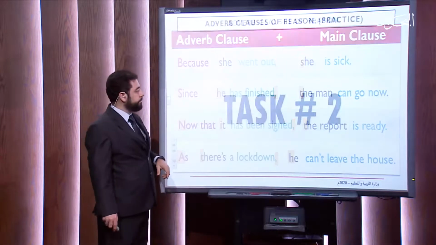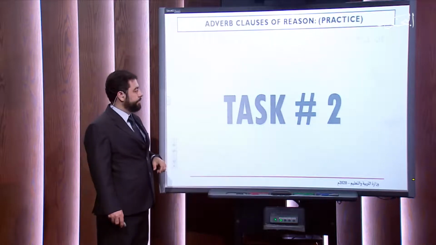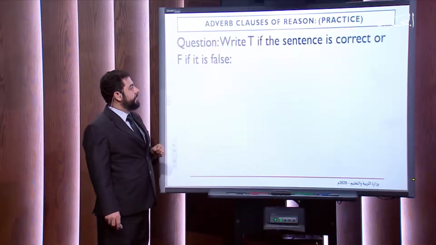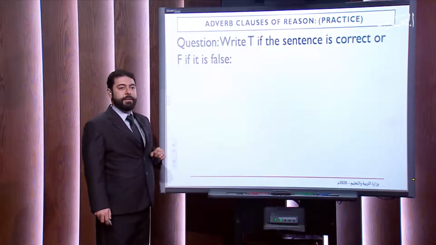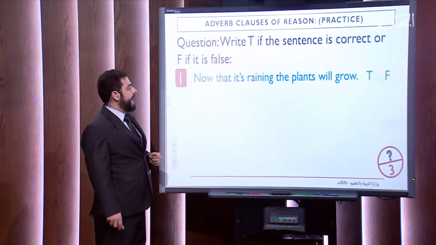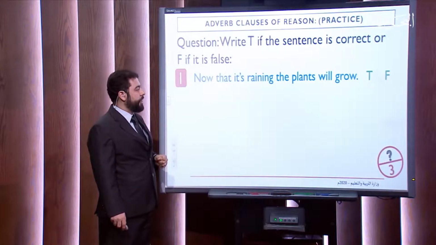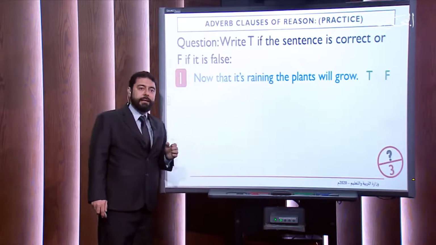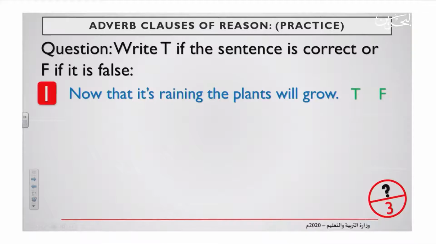All right. So task number 2. Write T if the sentence is correct or F if it's false. And you have a mark of 3. Number 1. Now that it's raining, the plants will grow. If it's correct, write T. If it's false, write F. 5 seconds.